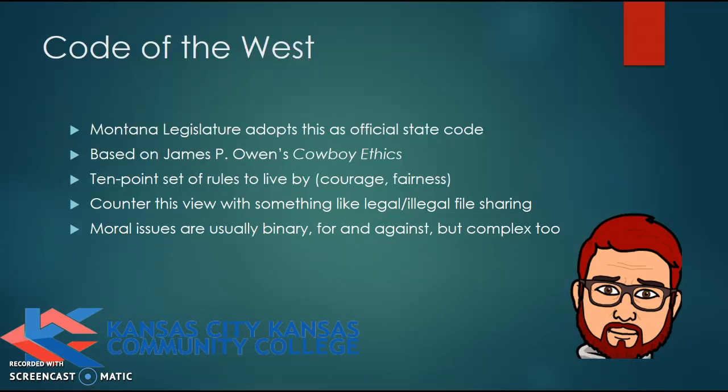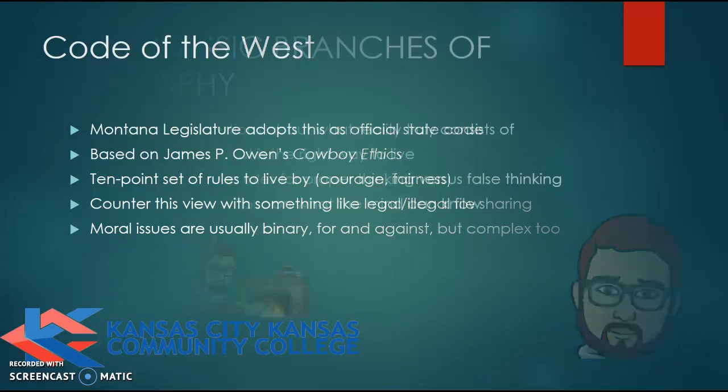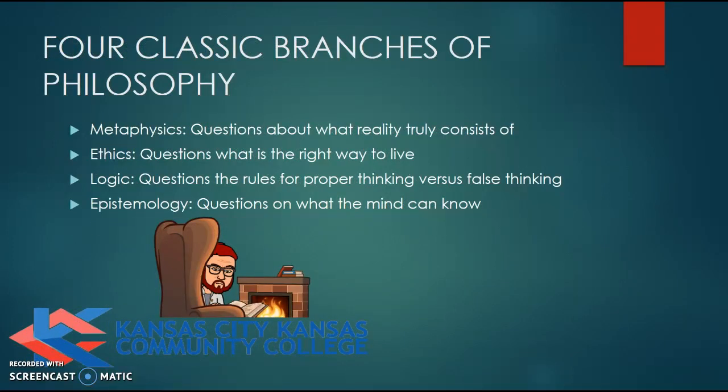So I should say that moral issues are usually binary. There's an argument for, or there might be an argument against, a particular action or a moral obligation. But there's also complexity to it. So there might be a gray area or a middle ground, so to speak, of what should be morally right or morally wrong. So there are 4 classic branches of philosophy, the first being metaphysics.